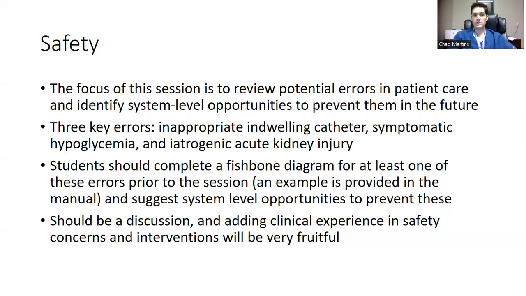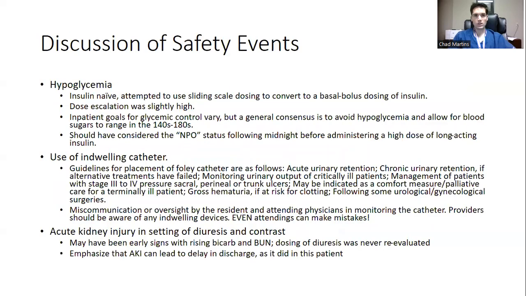Students will also be expected to complete a fishbone diagram for at least one of these errors prior to the session, which I have provided here and in the manual, and suggest some system level opportunities to prevent these. It should be a really good discussion, and you can add some experience and safety concerns and interventions based on your clinical expertise. So the three safety events.